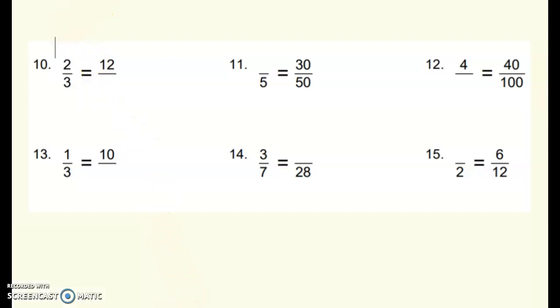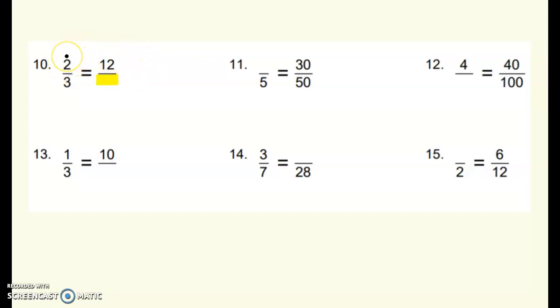So if we have a look here, we've asked 2/3 equals 12 what? So that's where our missing answer is. So we are going to have a look and use our knowledge. Always look for the numbers, the numerator or the denominator, where you have both of them.